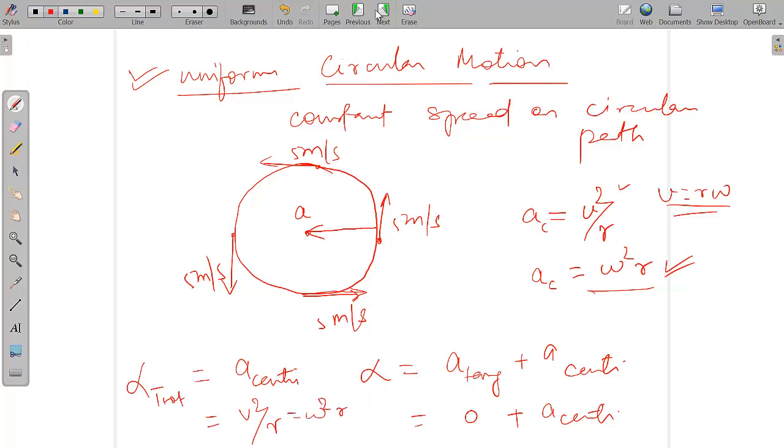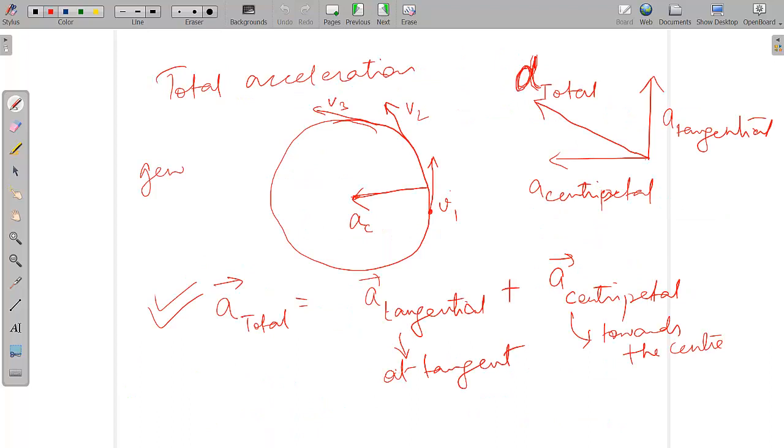But this is the general case that I told you. In the general case, the speed can change along the path also. Some car is moving with 50 meters per second, 60 meters per second, 70 meters per second. It's speeding up. So there is an acceleration along the road, and there is an acceleration due to circular motion also. The centripetal acceleration is towards the center, and one more acceleration is along the path of the body itself.